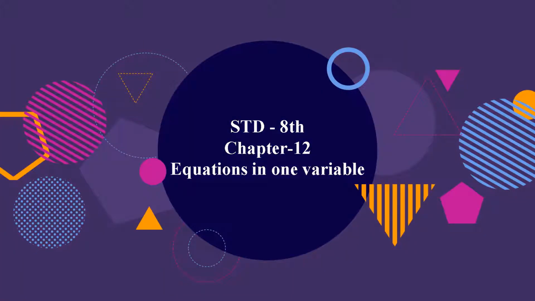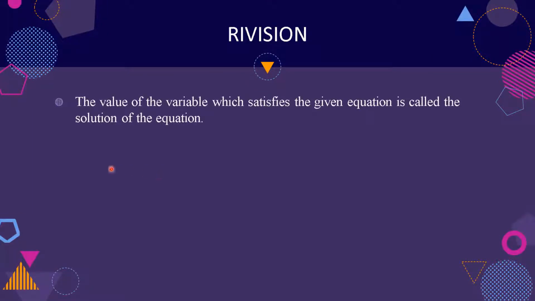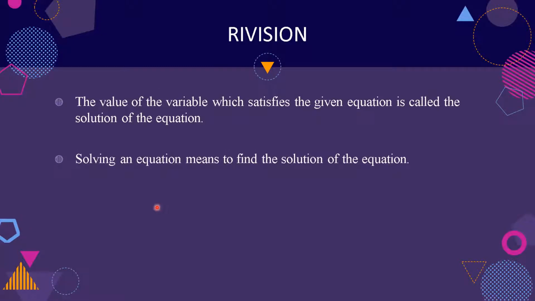Start chapter 12, that is equation in one variable. Okay, so before we start with our topic, let us do a few revisions. The value of the variable which satisfies a given equation is called the solution of the equation. Solving an equation means to find the solution of that equation.